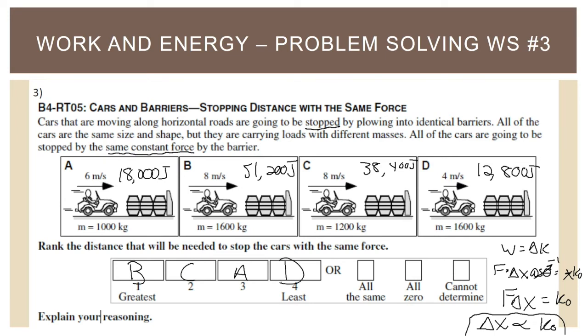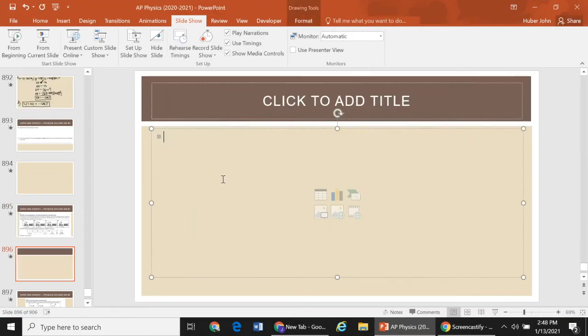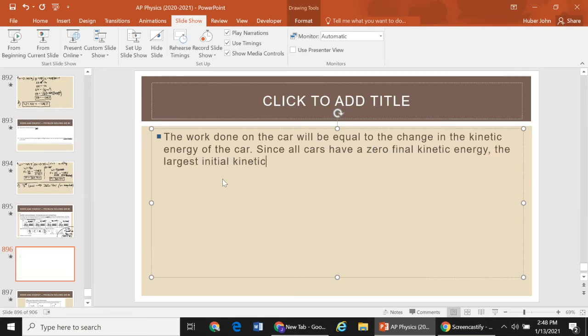As far as the explanation is concerned, we can really just say what we said over here in the form of an equation. And so for the explanation here, we can write the work done on the car will be equal to the change in kinetic energy of the car. Since all cars have a 0 final kinetic energy, the largest initial kinetic energy will indicate the largest change in the kinetic energy.